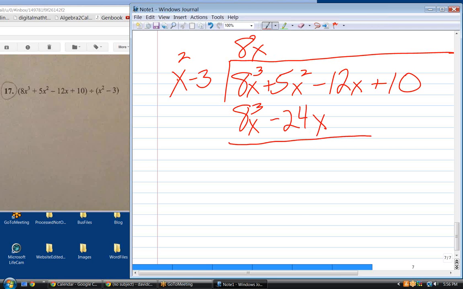Now the question is, when I subtract, what do I get? I get 5x squared minus a 0x squared. So I get 5x squared, and then I get, wouldn't you just get minus 24x or plus 24x? Yeah. Or would you plug it into the quadratic formula?